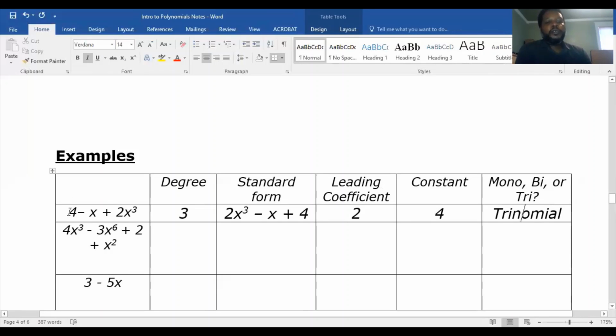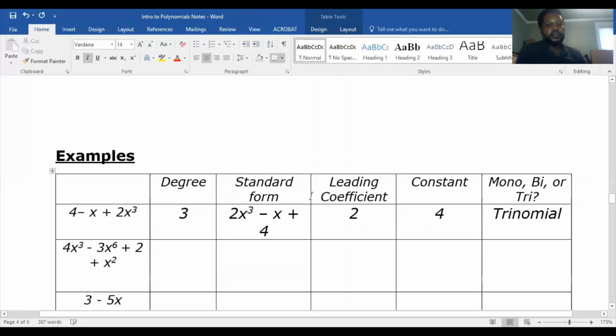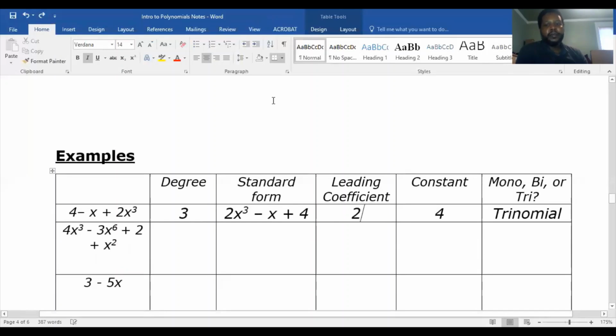Okay, so this first one, of course, is 4 minus x plus 2x cubed, so that's why it's a third degree, because it has 3 as the highest exponent, right? The 2x to the third power first, then we put the x next, and the constant is always last. The leading coefficient is this 2 in front of the x cubed, and our constant, of course, is 4. And we have 3 terms, so it is a trinomial.